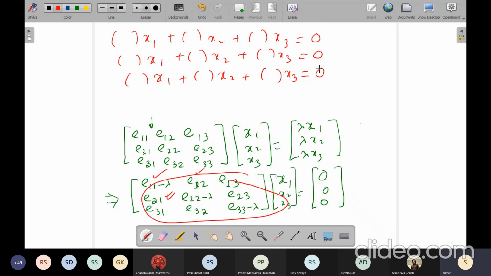So once you have these, one of the solutions which you can tell without doing anything is x1 equal to 0, x2 equal to 0 and x3 equal to 0. This is the so-called trivial solution. So what is this trivial solution? The trivial solution is that this vector becomes the origin itself. It has no significance as a vector because it is just 0, 0, 0.